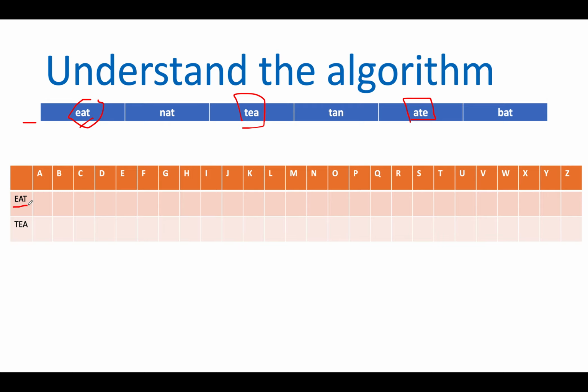For example, here we have eat, so the first character is E. I'll go and update the frequency of E to 1. Then I have A. I'll update the frequency to 1. Then I have T. I'll update the frequency of T to 1. The rest of the frequencies remain 0, 0, 0, 0, 0, and so on. All of them are 0.